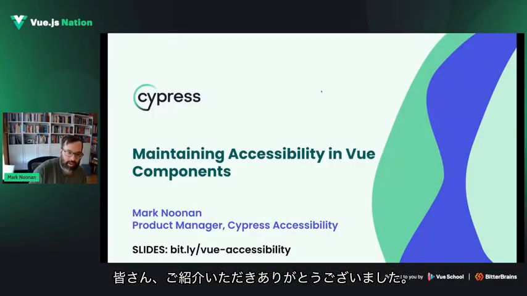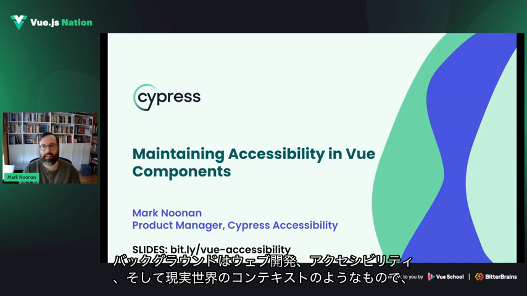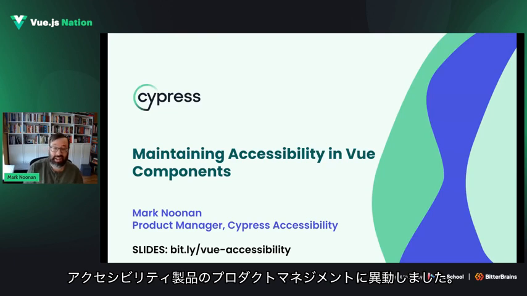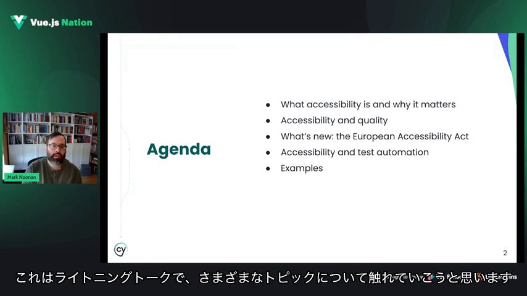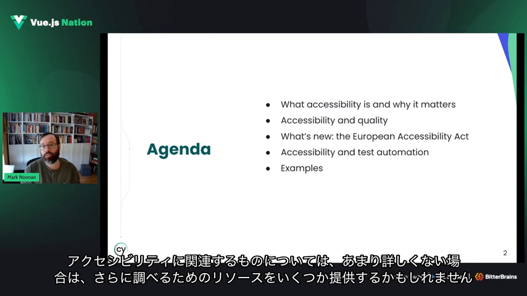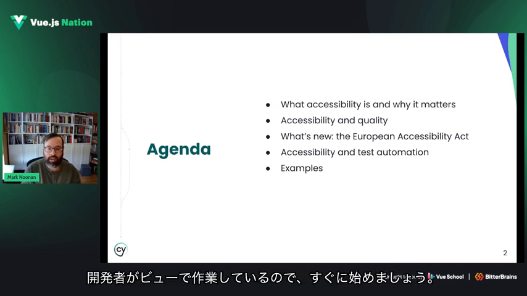Hey, everybody. Thank you very much for that introduction. I think that covered what you need to know about me. Background is web development, accessibility in real world contexts, and then moved into product management on an accessibility product. So this is a lightning talk, and we're going to try to touch on a lot of different topics related to accessibility, maybe give you some more resources to dig into if you're not so familiar with it. And generally, make sure you're aware of the context you might need as a front-end developer working in Vue. So let's dive right into it.